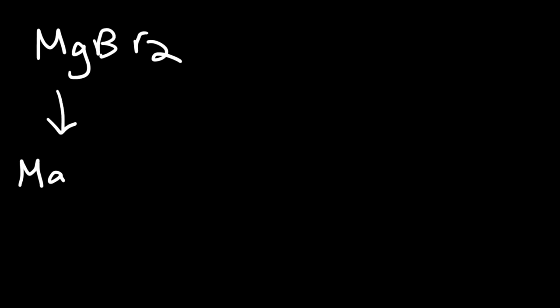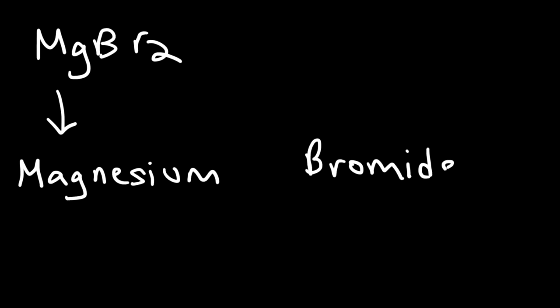Now what about MgBr2? Keep in mind, the rules for naming ionic compounds differ from naming molecular compounds. Mg stands for magnesium. Br is bromine, but we're going to add the suffix ide. So the answer is magnesium bromide. For ionic compounds, you do not use the prefixes mono, di, tri, tetra, and so forth. So there's no need to call this magnesium dibromide. Magnesium bromide will always be MgBr2.